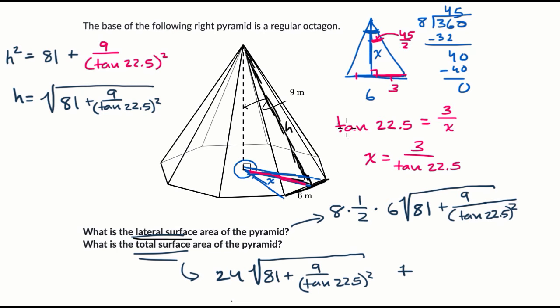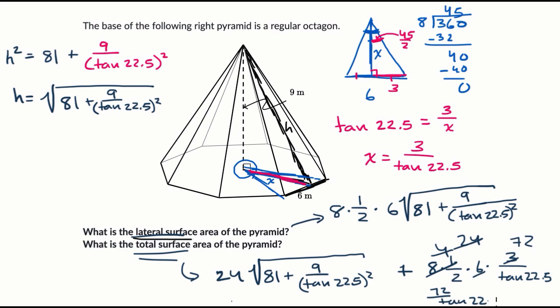plus we're going to get 8 of these. 8 times the area of each of them, which is 1/2 times the base, which is 6, times the height, which we already figured out was 3 over tangent of 22.5 degrees. So 8 times 1/2 times 6 is 24, and then you multiply that times, let me make sure I'm doing that, 8 times 1/2 is 4, times 6 is 24, times 3, I get 72. So this part over here is going to be 72 over the tangent of 22.5 degrees.